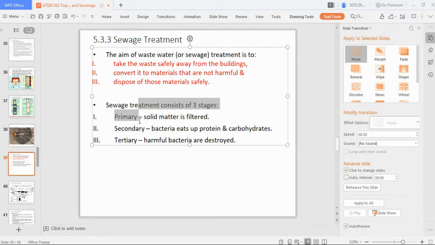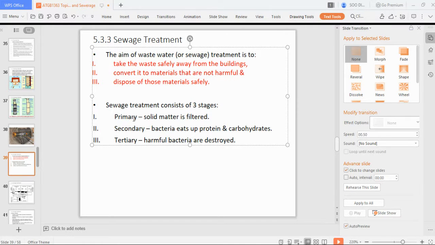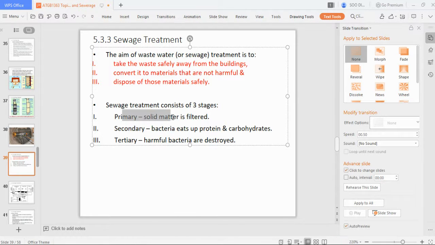Sewage treatment has three processes, which are primary, secondary, and tertiary. This process is actually very similar to your water treatment plant, so it's to process the water. The first process is to ensure that there's no solid waste.